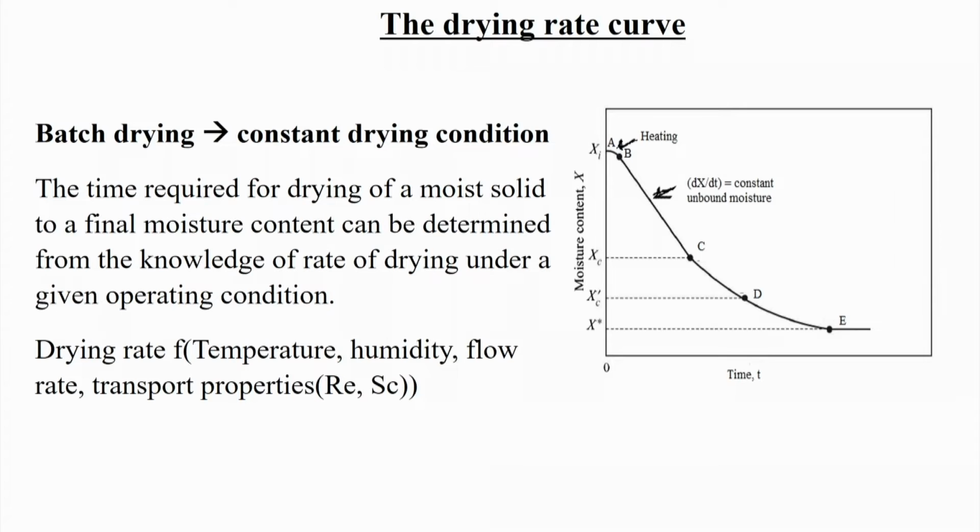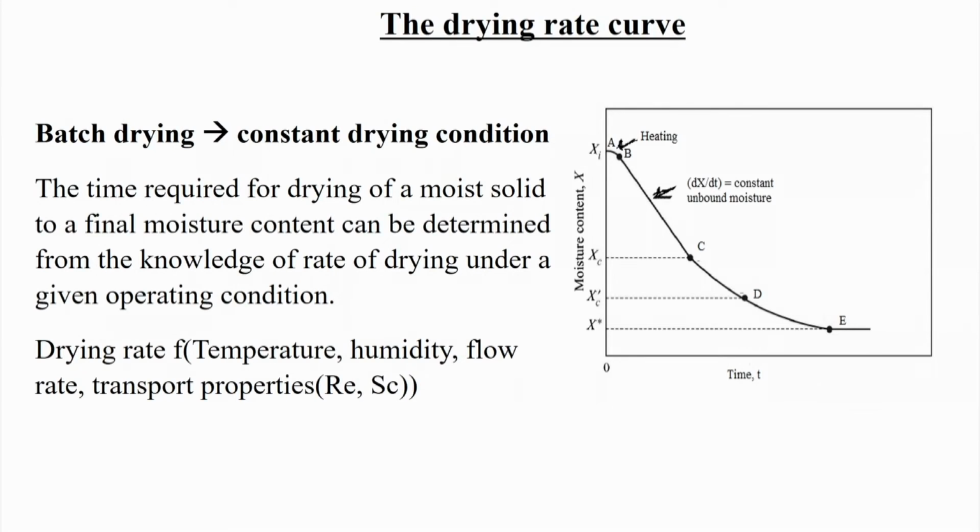Now, we will be discussing a very important topic, the drying rate curve. We will first discuss the batch drying process, then the continuous drying process, but first the constant drying condition. It indicates that whatever drying medium is supplied to dry the wet solid will remain constant: its temperature, humidity, flow rate, Reynolds number and Schmidt number will remain constant.